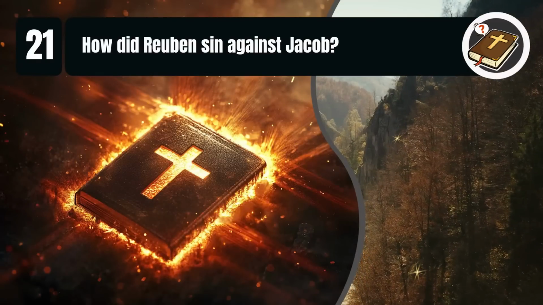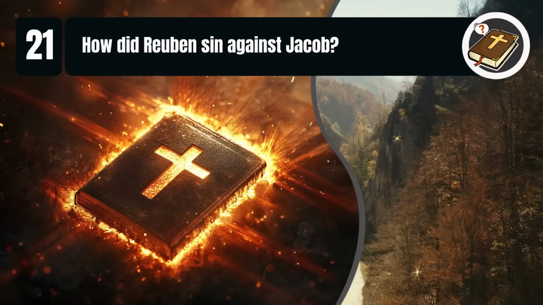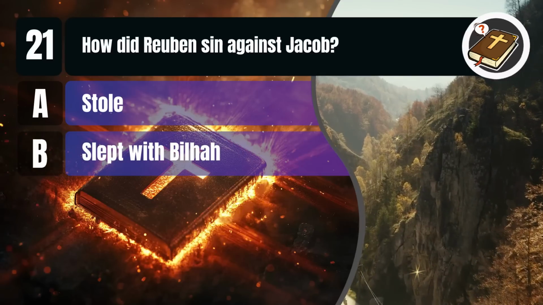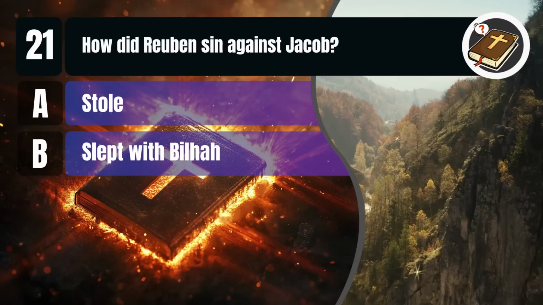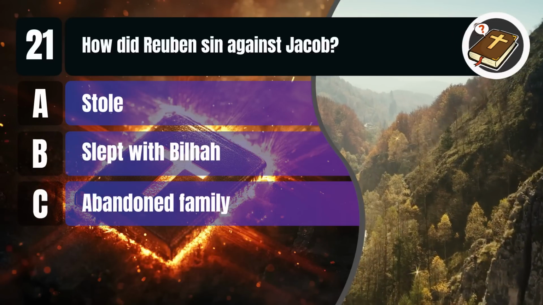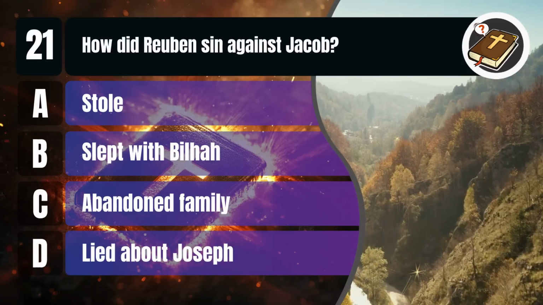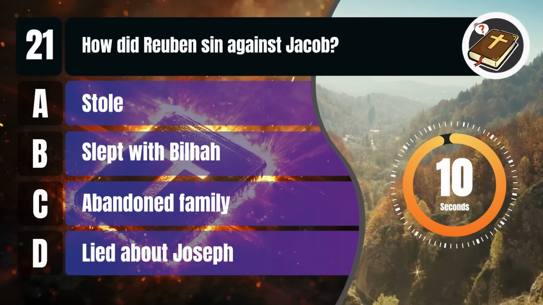Question 21. How did Reuben sin against Jacob? A. Stole. B. Slept with Bilhah. C. Abandoned family. D. Lied about Joseph. You get 10 seconds.